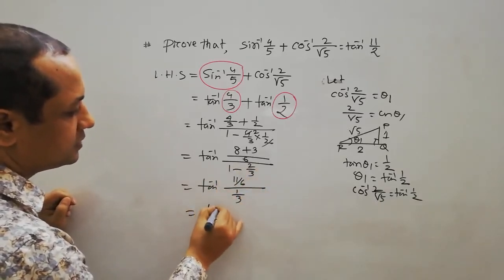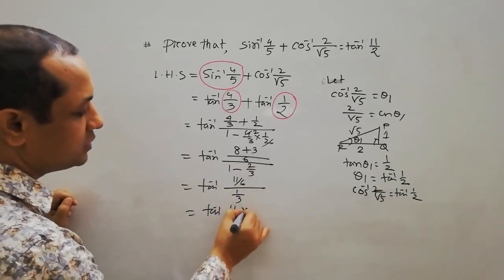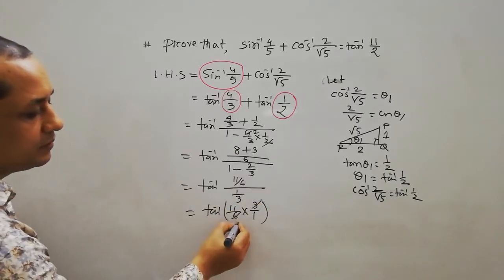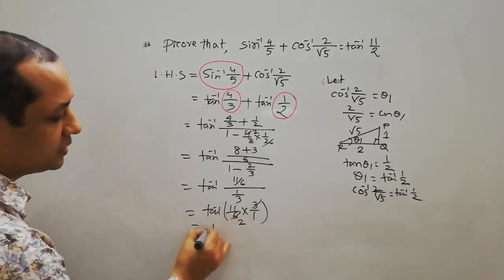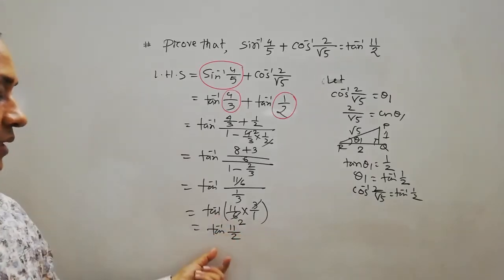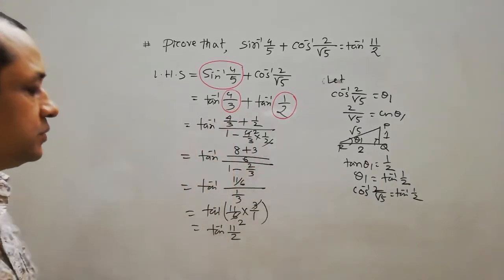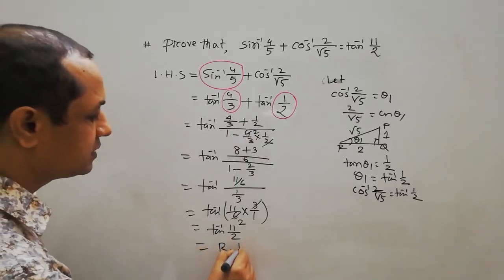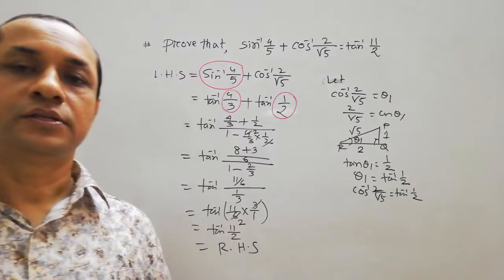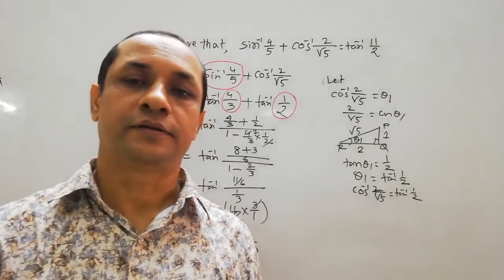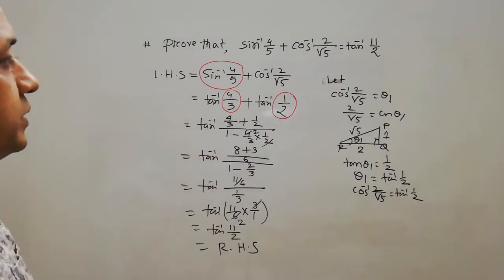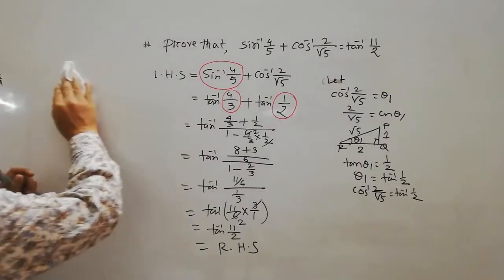So tan inverse 11 by 6 into 3 by 1. So student, 3 and 6 cancel, will be 2. So the result will be tan inverse 11 by 2. Here tan inverse 11 by 2 equals the right hand side. I hope that student you are clear. So next question, student.